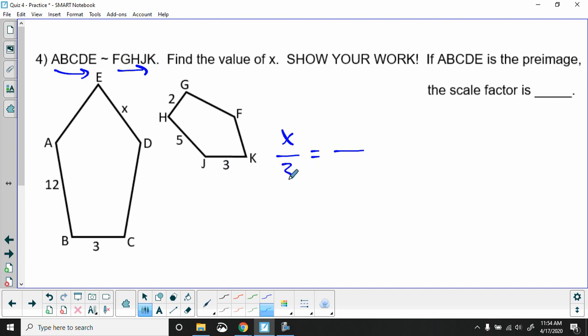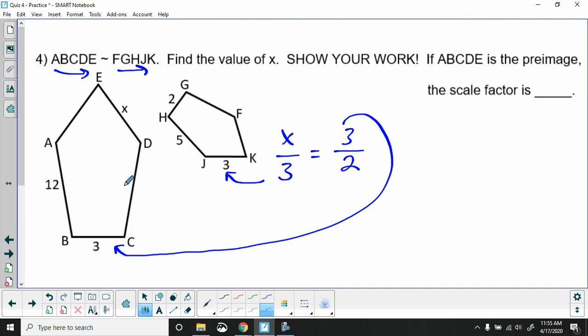And let's do 3 and 2. GH is in the middle, BC is in the middle. So x is with 3, so we're going to put 3 on top and then 2 on the bottom. Don't forget these 3's are 2 different 3's. That 3 came from right here. This 3 came from down here. The bigger pentagon numbers are on top. The smaller pentagon numbers are on the bottom.